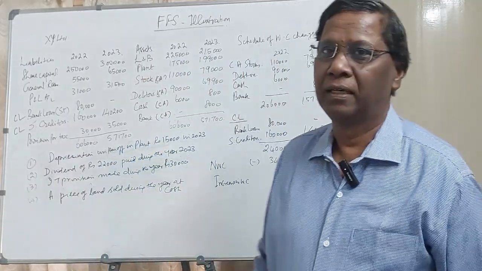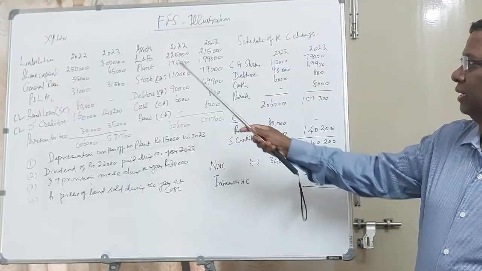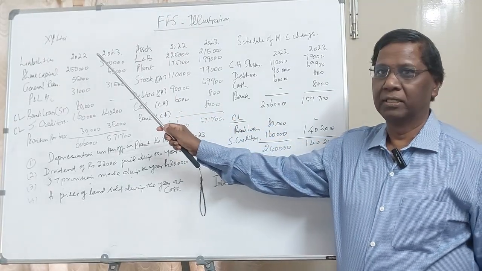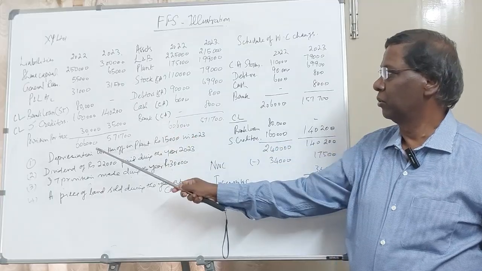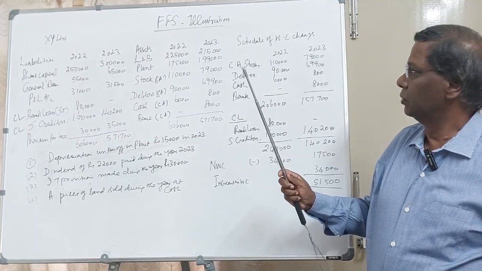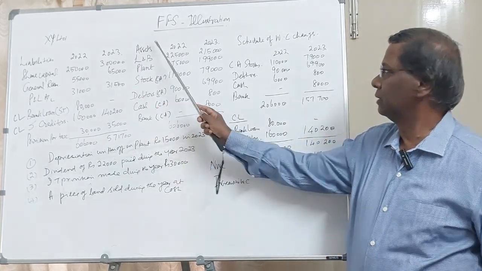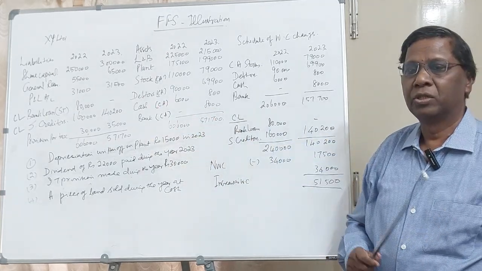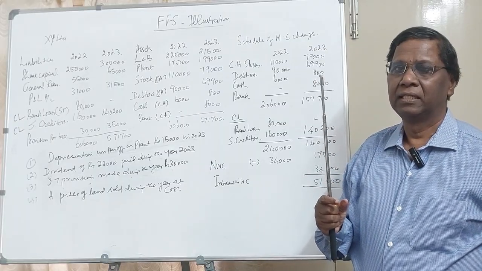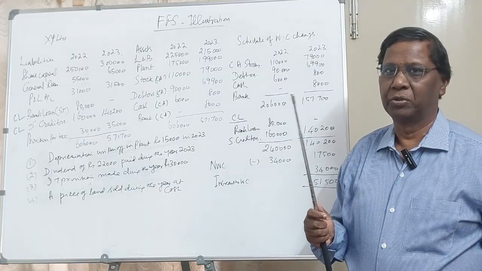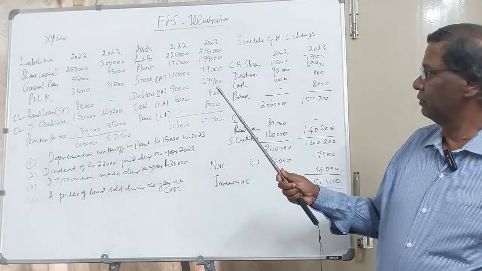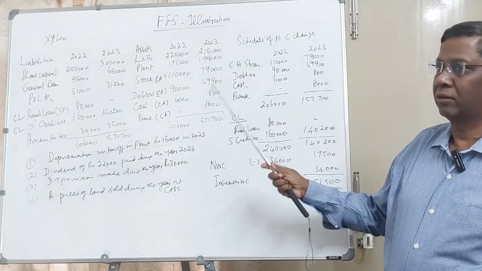This is the company XYZ. Two years of balance sheet particulars have been given, 2022 and 2023. This is the liability side and this is the asset side. As I told you, first we have to find the schedule of changes in working capital. That is the first step. Last time we worked out an example, so I have classified what are the current assets and what are the current liabilities.